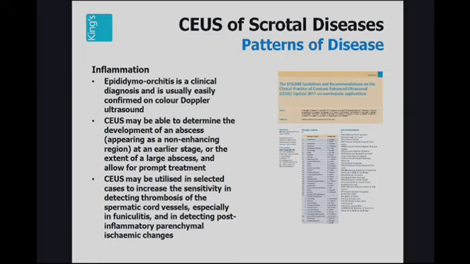If you can detect an abscess at an early stage or delineate the extent of a large abscess, this will allow prompt treatment. If an abscess is developing, oral antibiotics need to be changed to intravenous antibiotics, and surgical management with drainage may be required. The addition of contrast-enhanced ultrasound may also show you whether or not there's thrombosis in the spermatic cord vessels, especially in very severe inflammation.